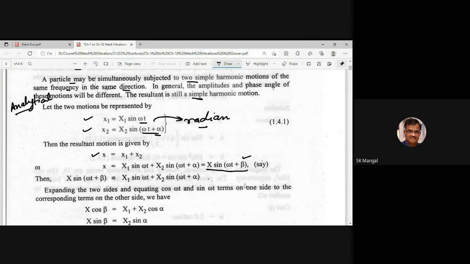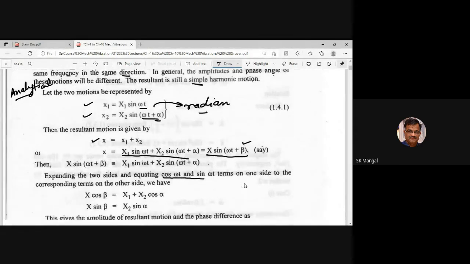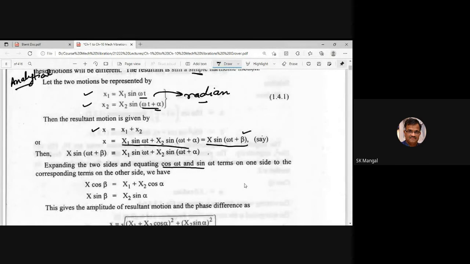So when you expand these equations and compare the cos omega t and sin omega t terms on both sides, you will get two equations. The first one is x cos beta is equal to x1 plus x2 cos alpha here. Similarly, for the sin beta term, it will become like this.